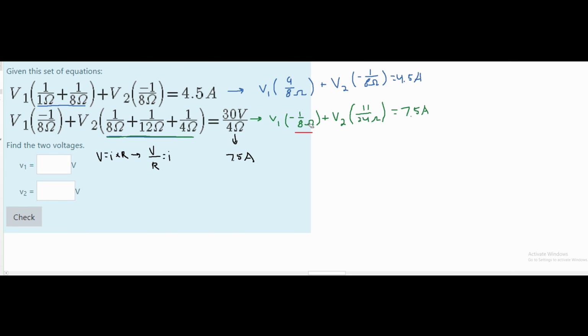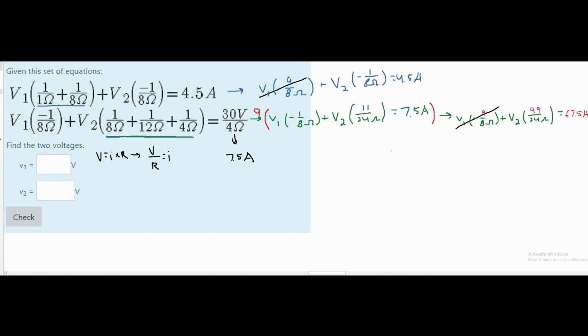So what I'm going to do is actually cancel out the V1, that way we can find V2. To do this, I'm going to multiply this bottom part by a 9. If we do this, we're going to have a 9 and 99 up top for our V1 and V2, and then we're going to have a 67.5 amps for our equals on the right. Now I'm going to be able to cancel out this V1 because we have a V1 times 9 over 8 ohms, and this is a negative V1 times 9 over 8 ohms.